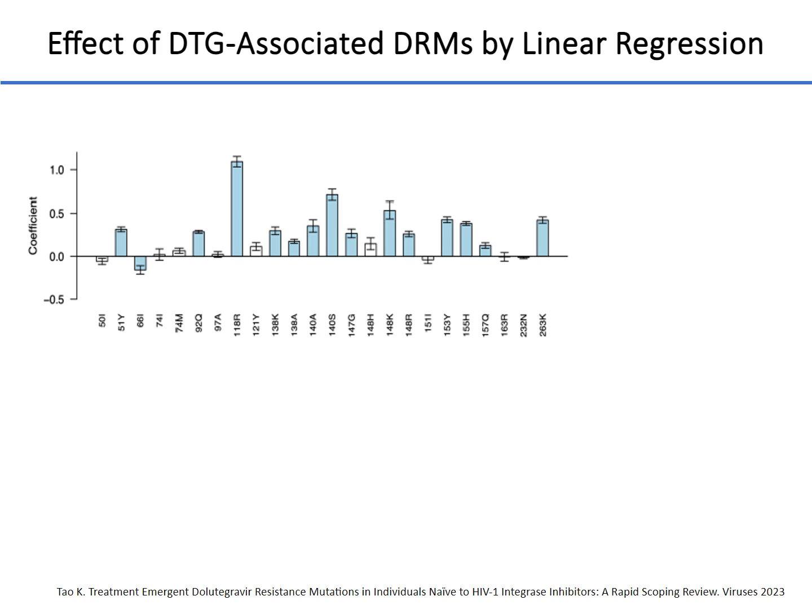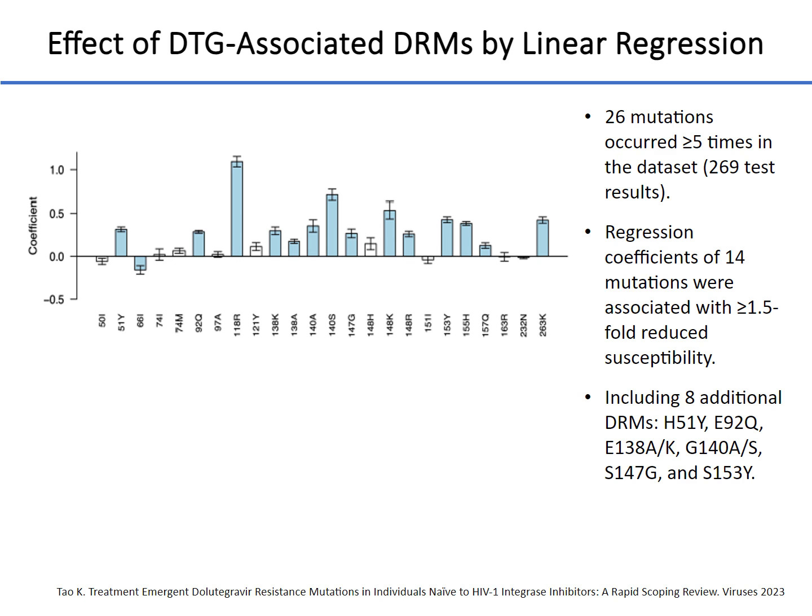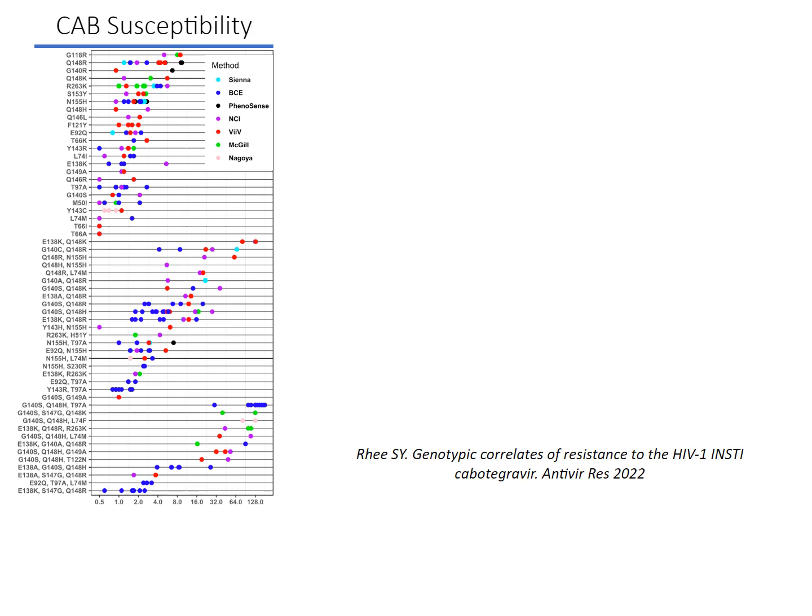Even though G140S has no effect on its own, it usually occurs in combination with Q148 mutations, and in this setting, it has a significant synergistic effect in reducing susceptibility. Besides the 4 signature mutations, 8 additional drug resistance mutations were significantly associated with reduced dolutegravir susceptibility. We haven't performed the same analysis for bictegravir or cabotegravir because fewer susceptibility data are available for these two INSTIs.